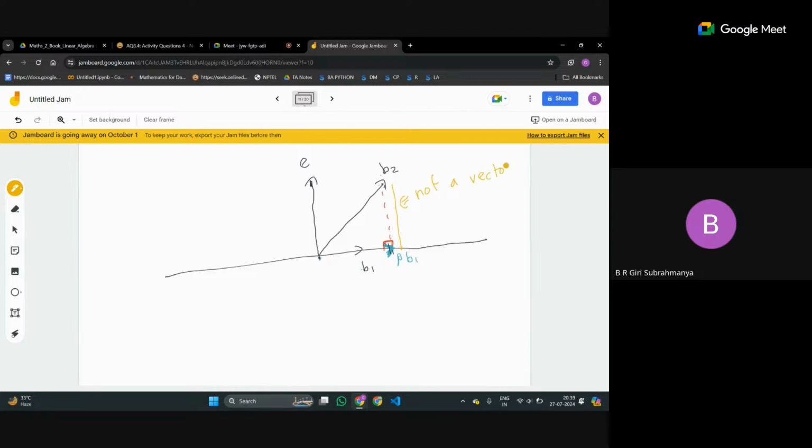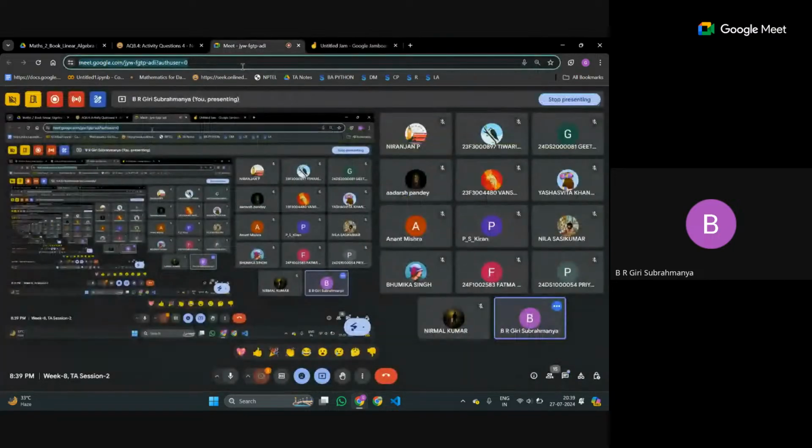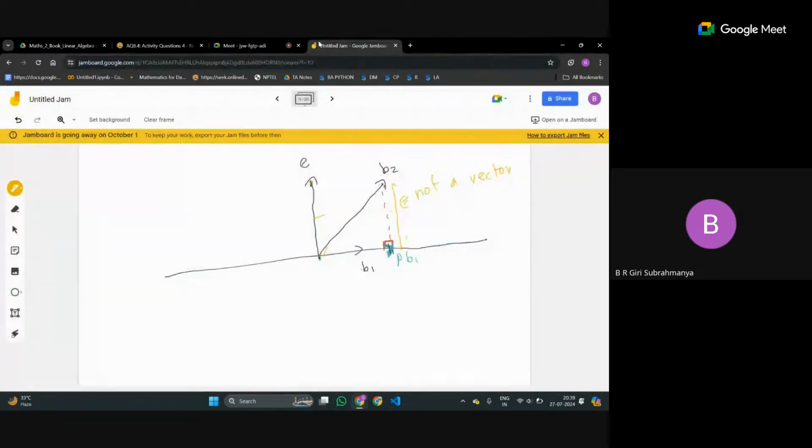It's not a vector. But if you look at this, these two are parallel, and the length of this is going to be the same as the length of this one, correct? Yes. Okay. Now in some way, the distance between PB1 and B2 is represented by this vector. So that's why it is called the error vector.